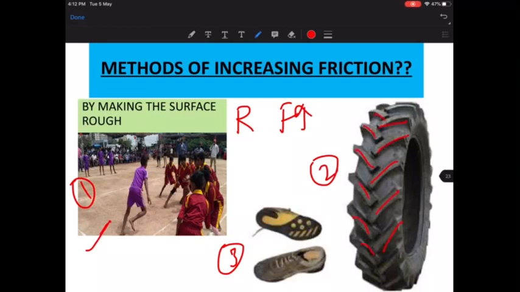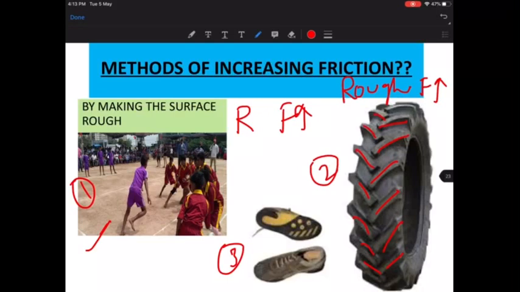So why these designs? This is not just for beautification of the tire, but it is also because these designs make the surface rough. By making the surface rough, they are increasing the friction, and by increasing the friction, they have a good grip on the road. They will not slip easily.